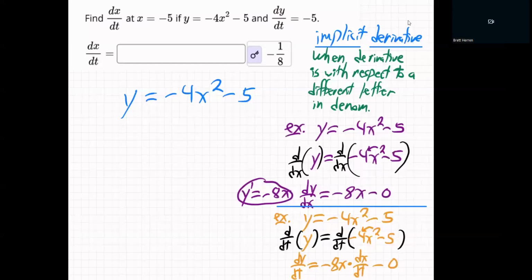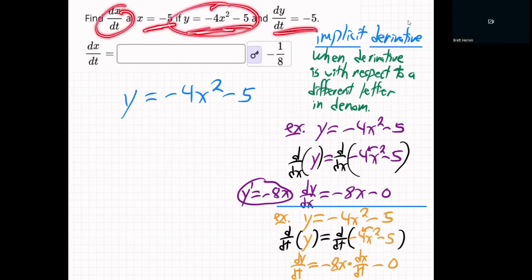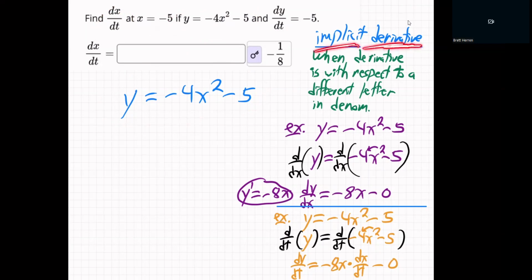Okay, in this example, they're giving us an equation, and they're saying find dx/dt at x equals -5 of that equation, and dy/dt is -5. So here's the equation. On this problem and everything in this section on related rates, we're going to have to take implicit derivatives.